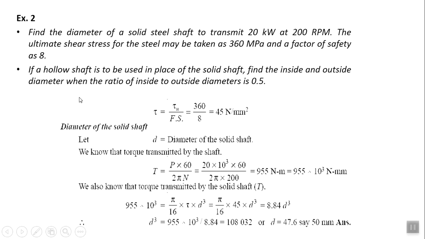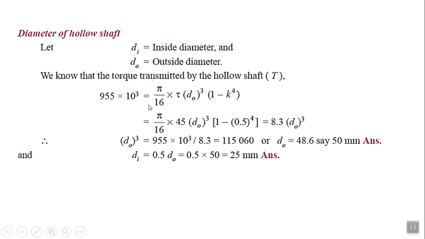Now the next part is, if a hollow shaft is to be used in place of the solid shaft, we have to replace the solid shaft with a hollow shaft. Definitely the change is with respect to the polar moment of inertia. For the hollow shaft, we know that our equation is T is equal to pi by 16 into tau into d_o raised to the cube into 1 minus k raised to 4. Keeping torque the same, the value of k is given to us as 0.5, so the only unknown quantity is d outer. From this, the outer diameter of 50 mm is calculated and the inner diameter of 25 mm is calculated.